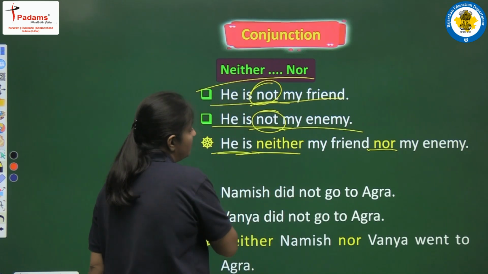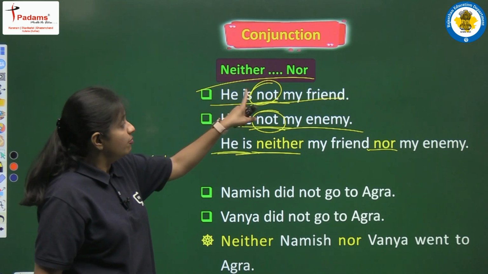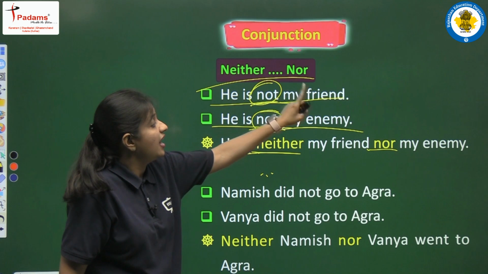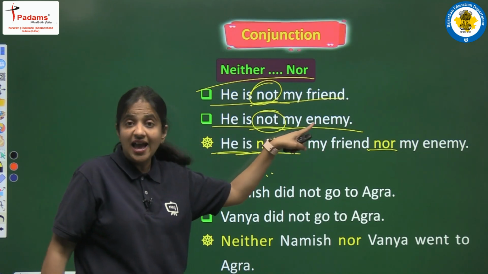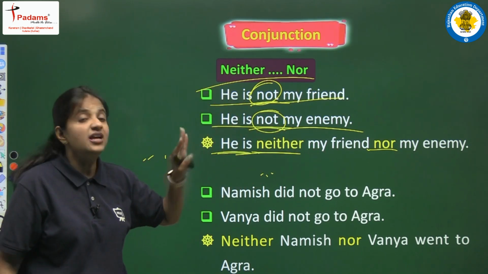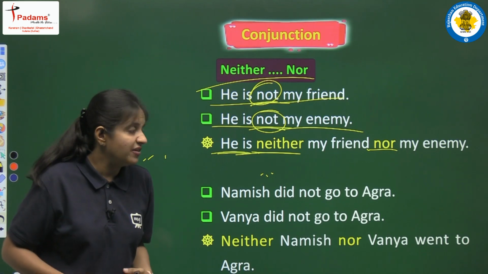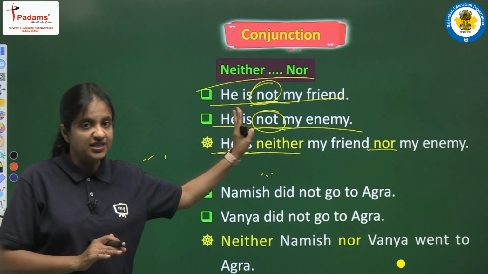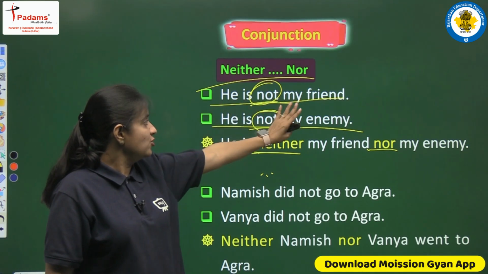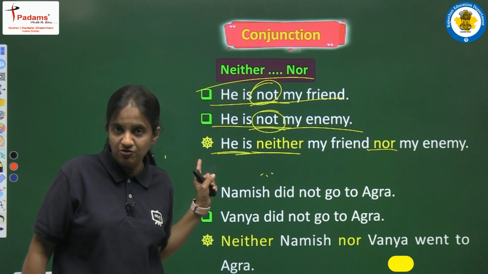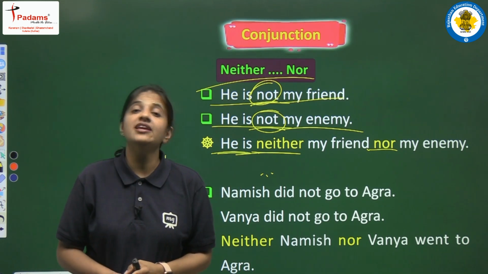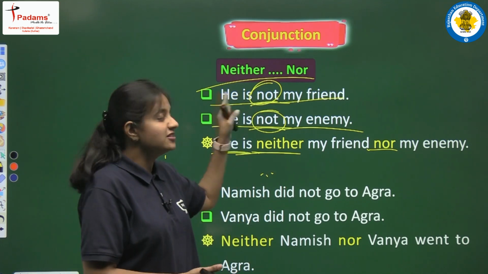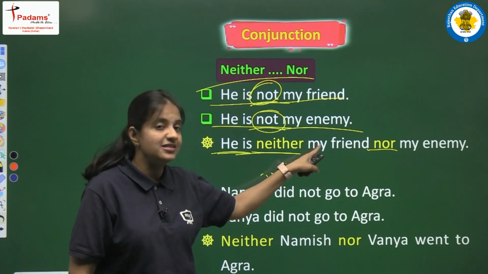So what is the common part? Common part is he is, because not will be replaced with neither, then my friend, after that nor, and then my enemy, and the complete sentence will be he is neither my friend nor my enemy. Okay, so basically we are doing the same thing. We are finding the common part, and that we have to write only one time. But just learn this thing, if we are using neither nor, then we have to remove not from the sentence. Not will not be there in this sentence.